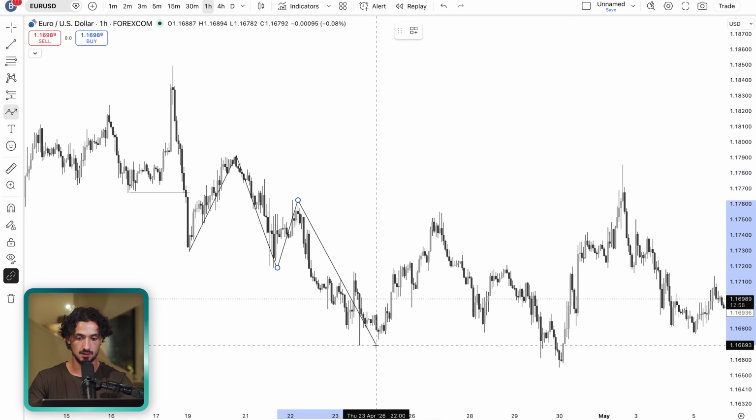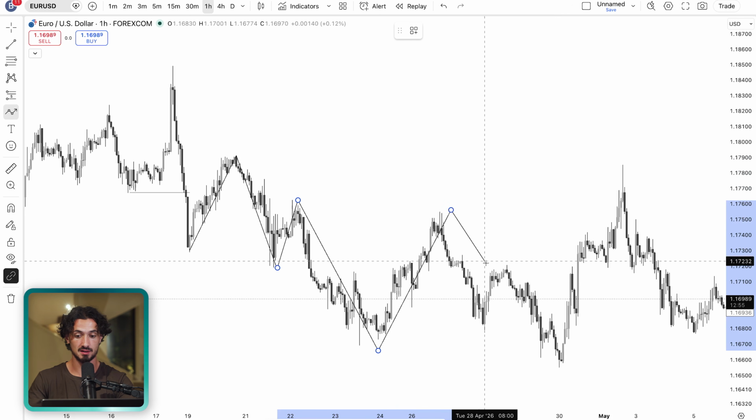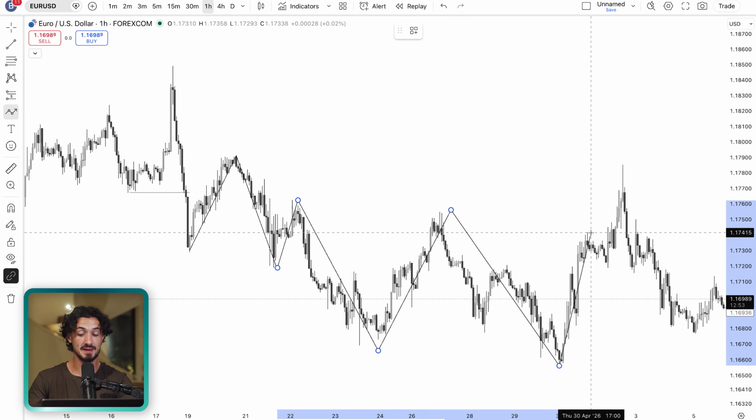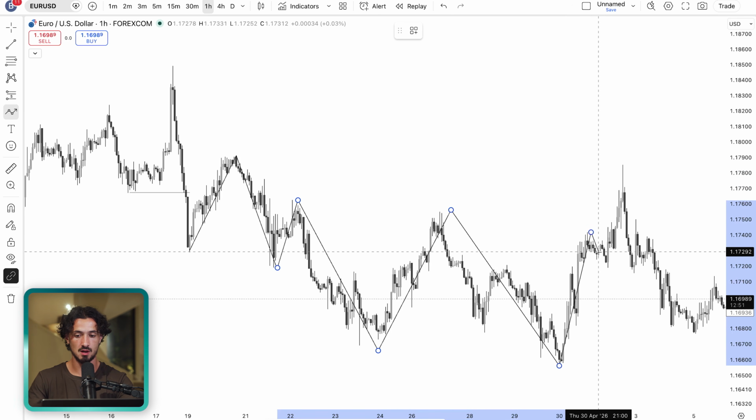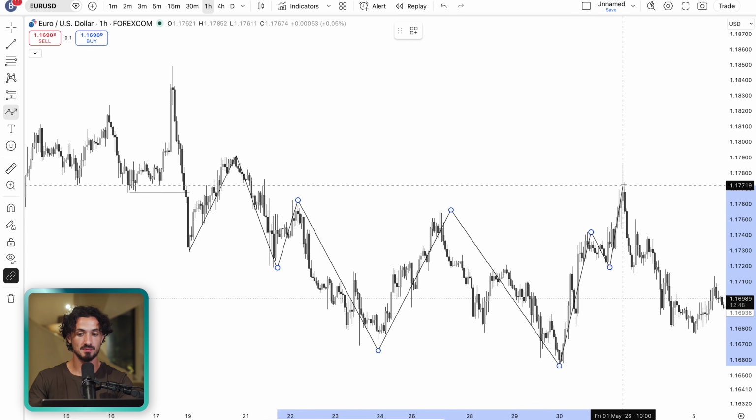Pullback, lower low. Again, trend continuation, pullback, lower low. And even right now, we would be expecting a trend continuation. We fail to have the continuation and we shift up.